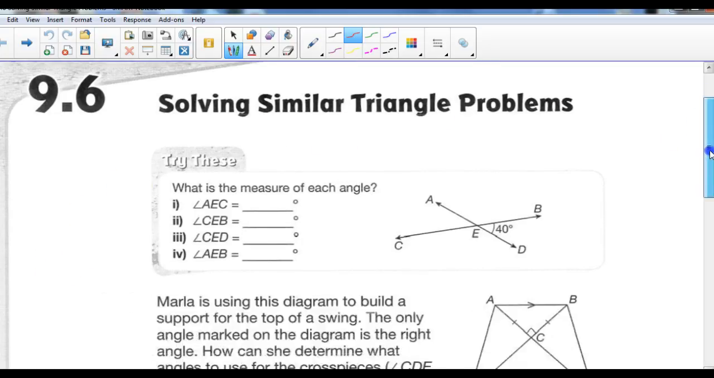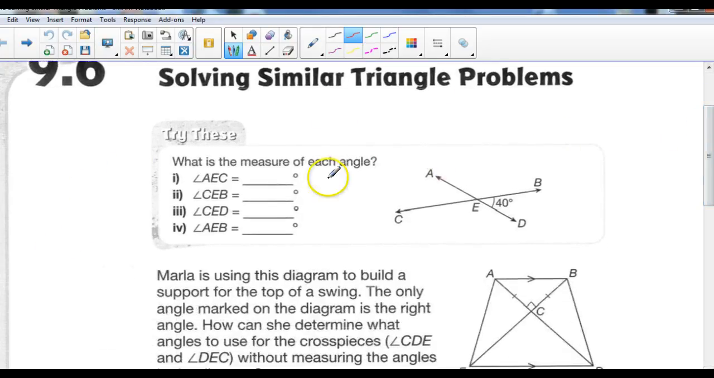What do we have? We've got two lines that cross each other. So what is the measure of each angle? Well, we know that this angle here is the same as that angle there. That means that AEC is the same as BED. So AEC has got to be 40 degrees as well.